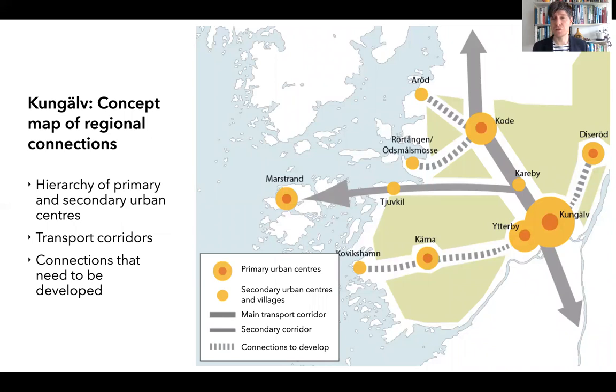It's a city on the Swedish west coast called Kungälv, where the larger dots are representing the primary urban centers. The smaller ones are the secondary urban centers and villages. And the gray lines are showing main transport corridors and connections that should be developed.